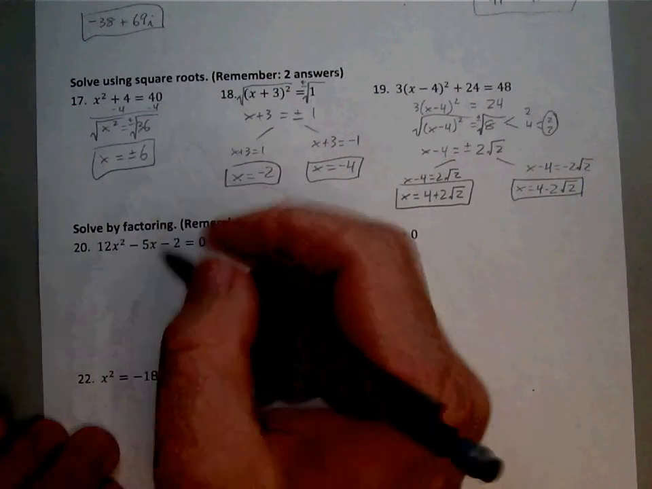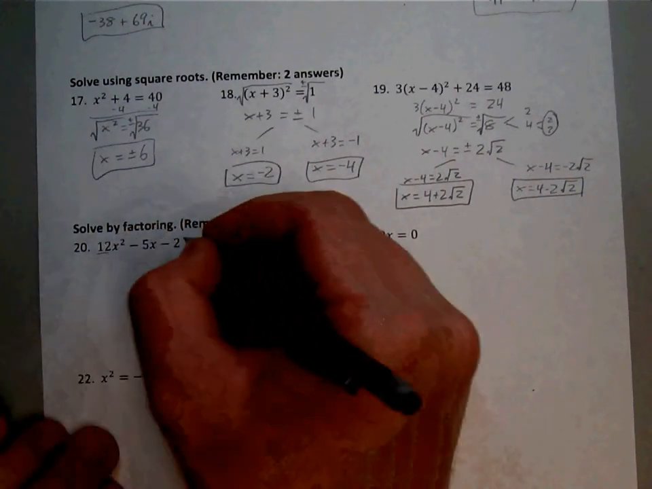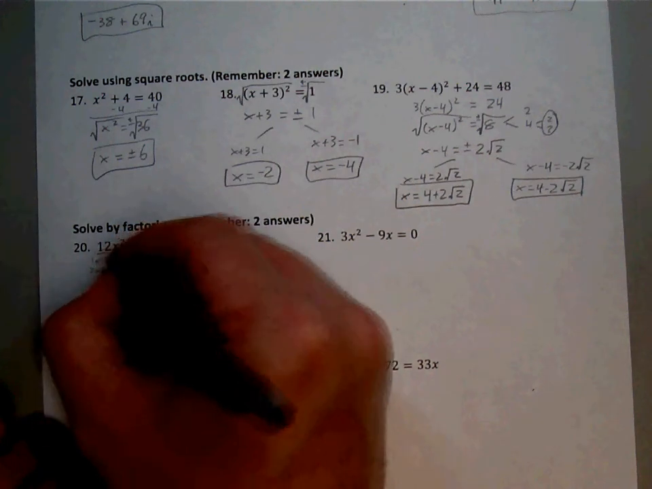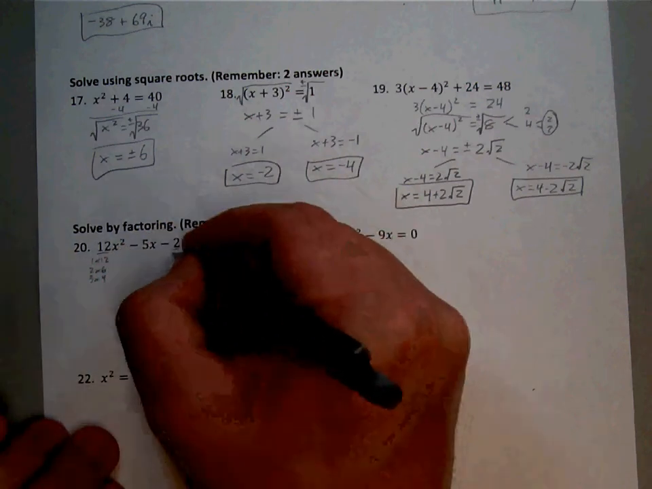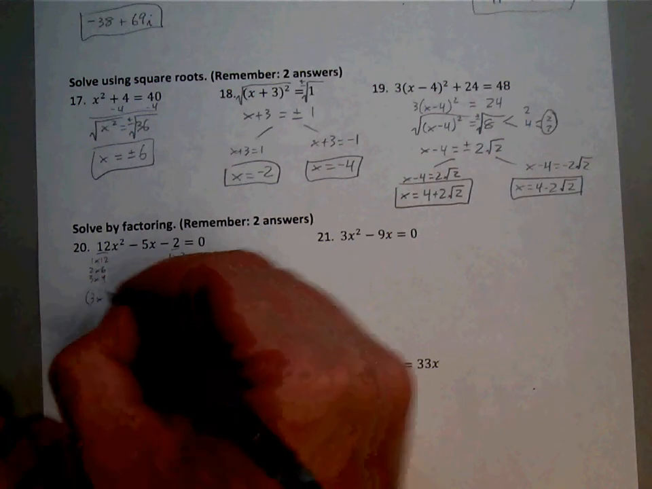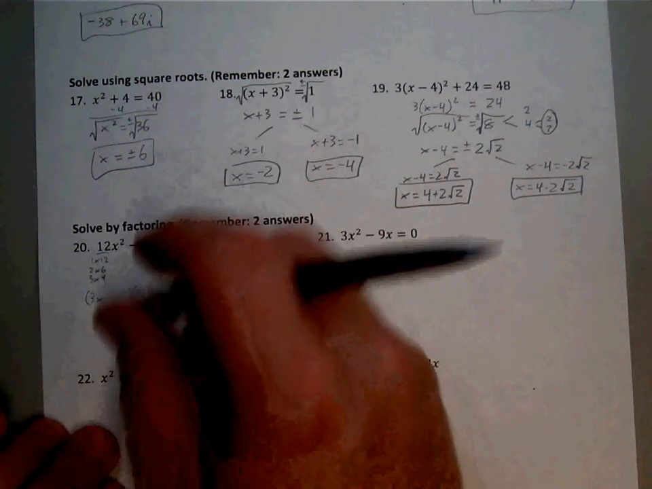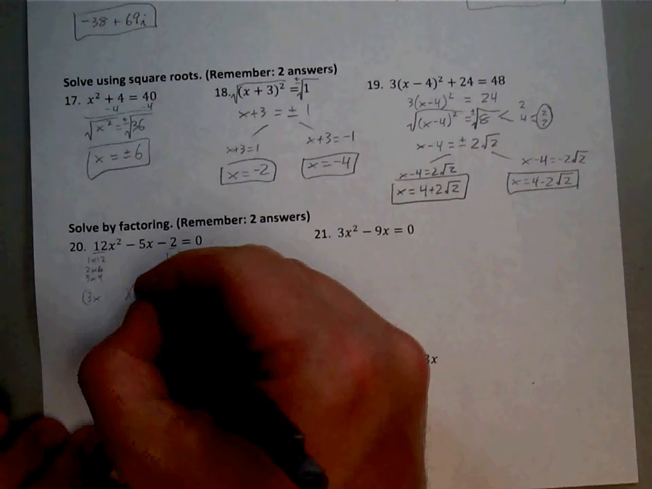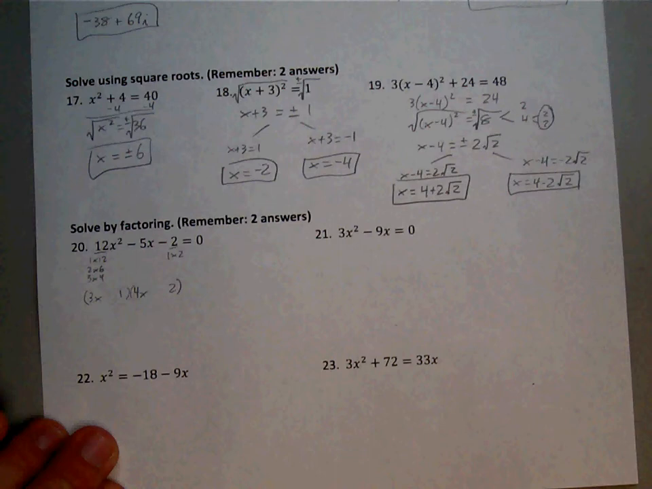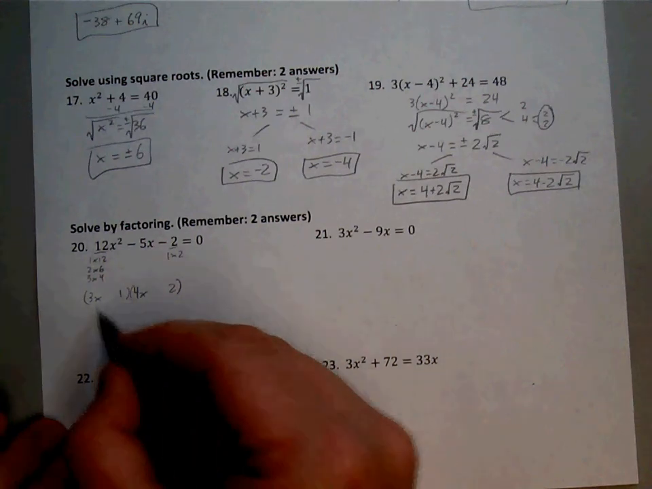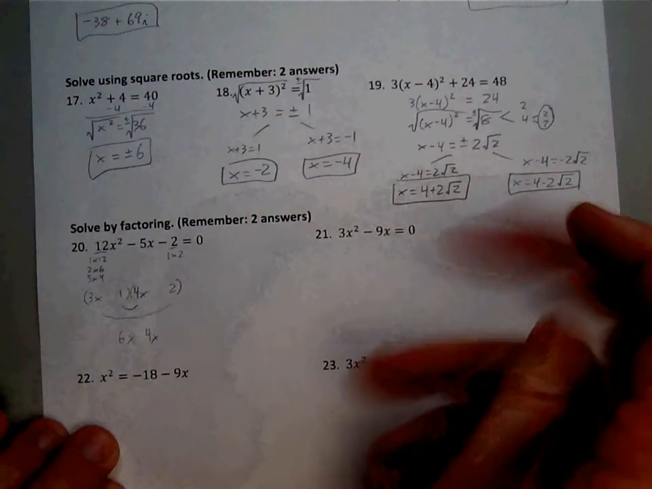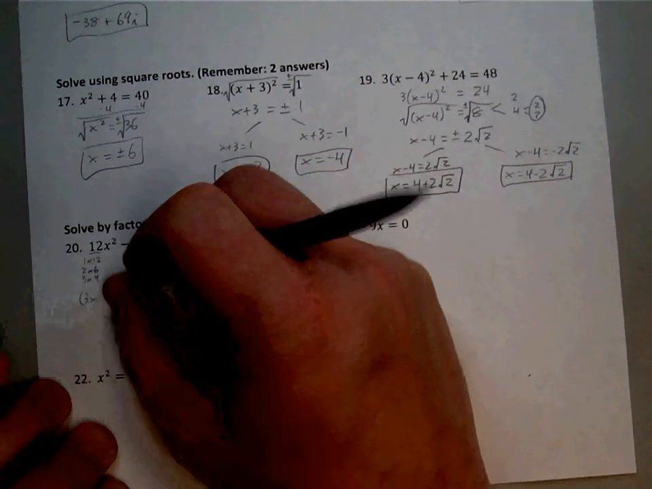Number 20, factoring. Well, there's a lot of numbers that could multiply to make 12. Not so many that can multiply to make 2. Let's try 4x. So 3x and 4x, let's try 1 and 2. They multiply to a negative, so one's positive, one's negative. If I do the outside of FOIL, I get 6x. Inside of FOIL makes 4x. If one's positive, one's negative, they won't make 5. That won't work. So let's switch the 1 and the 2 around.